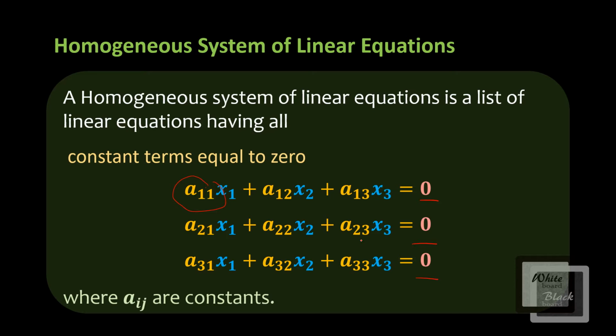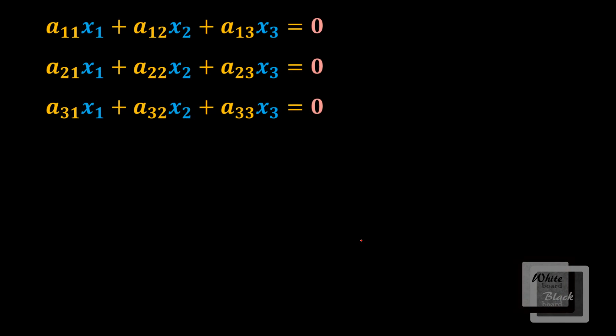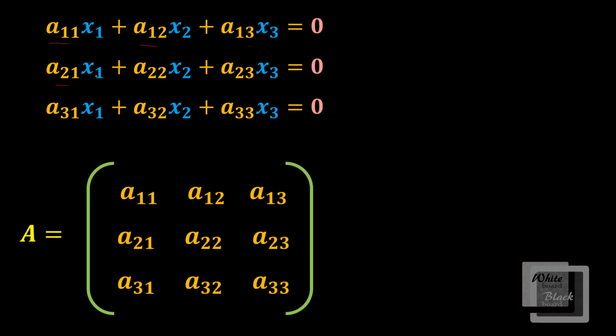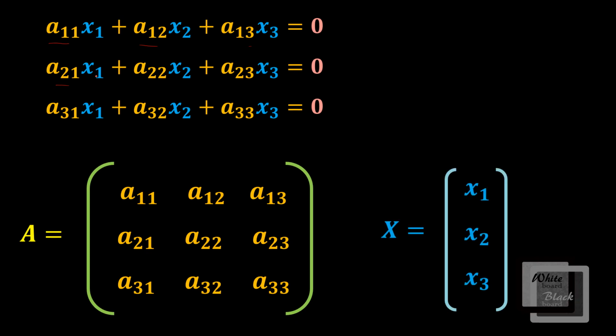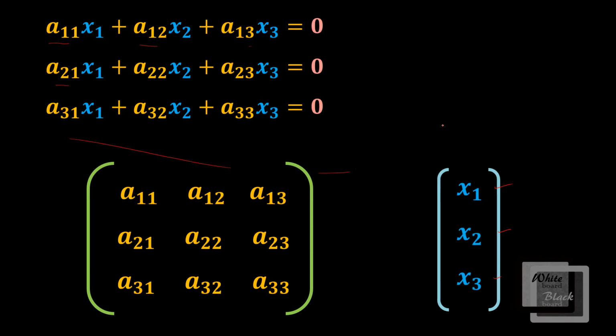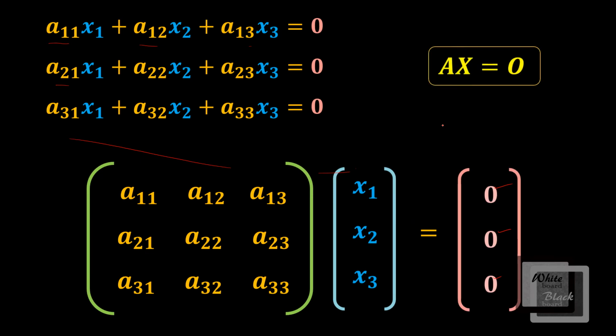Also, if we write this system of linear equations in matrix form, I will take these coefficients as elements of a matrix A and take a column vector x which contains the unknowns x1, x2 and x3. Then this system of linear equations can be written as Ax equals 0. So a homogeneous system of linear equations can also be written in the matrix form as Ax equals 0.